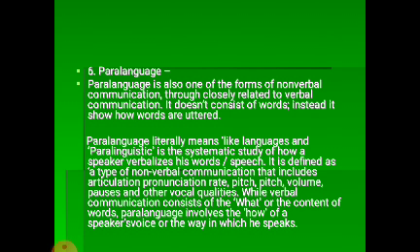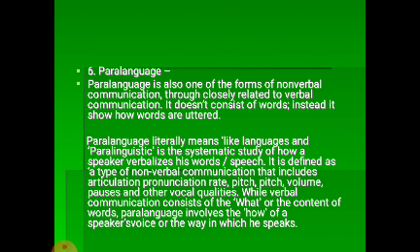Then we are coming to the next one, paralanguage. Paralanguage is one of the forms of nonverbal communication, though closely related to verbal communication. It does not consist of words; instead, it is how the words are uttered. Paralanguage means we are not dealing with what, we are dealing with how the words are uttered. Paralanguage literally means like language, and paralinguistics is the systematic study of how a speaker vocalizes his or her speech. It is a type of nonverbal communication.